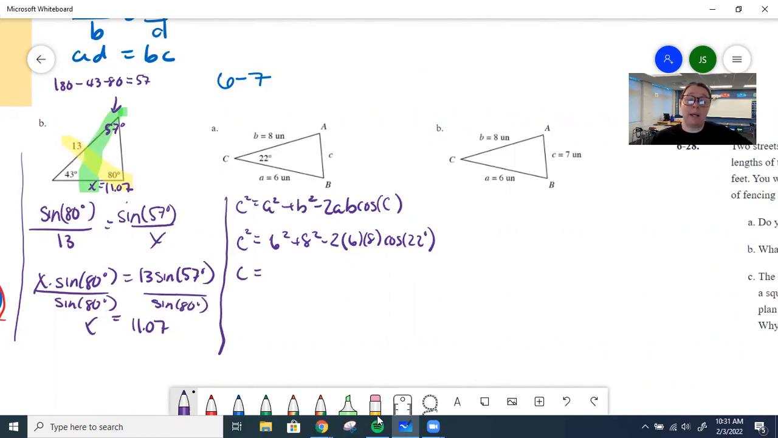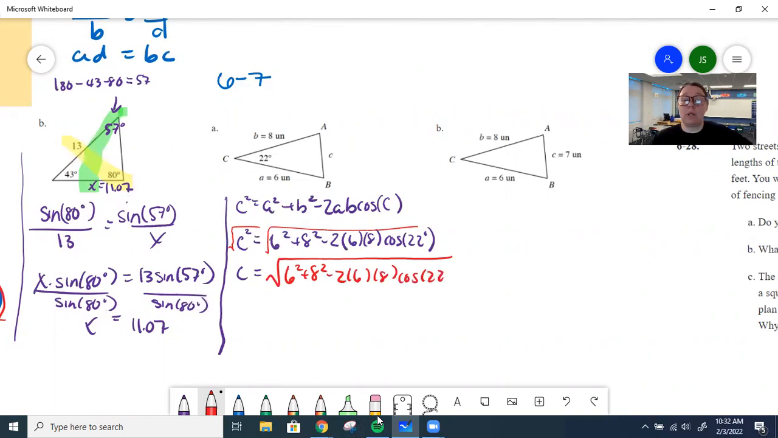And if I want the c by itself, really what I need to put into my calculator is just the square root of that. So into my calculator, I'm going to type the square root of 6 squared plus 8 squared minus 2 times 6 times 8 times the cosine of 22 degrees. So I'm going to type that whole thing in all at the same time.